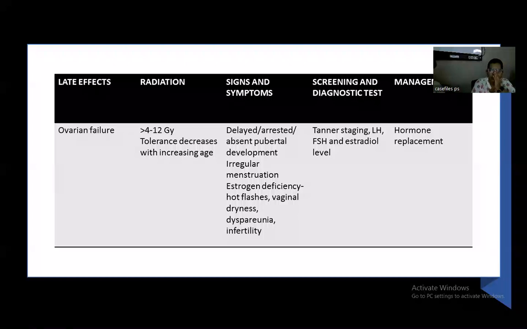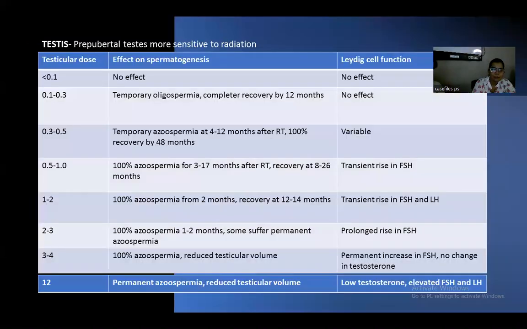Now, ovarian failure. Ovarian failure means delayed, arrested, or absent pubertal development, irregular menstruation, and estrogen deficiency, presenting as hot flashes, vaginal dryness, dyspareunia, and infertility. We can do Tanner's staging in these patients to assess the ovarian maturity, and check LH, FSH, and estradiol levels. Accordingly, we have to give hormone replacement.